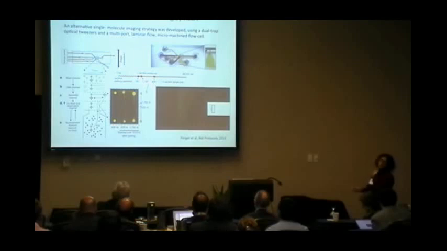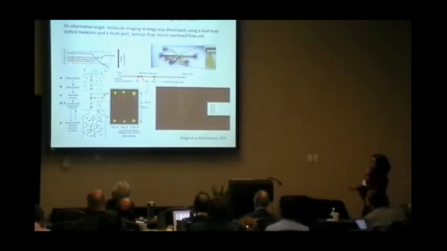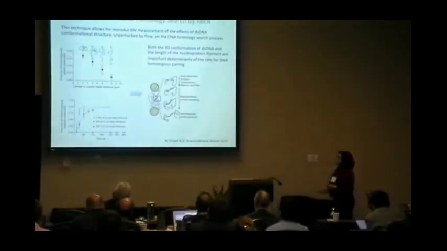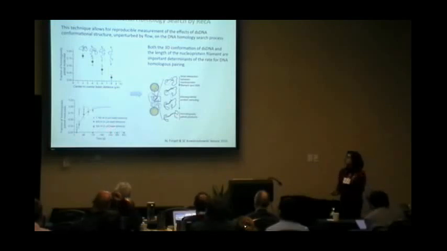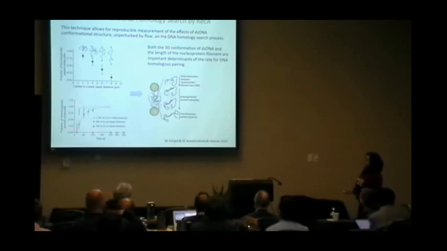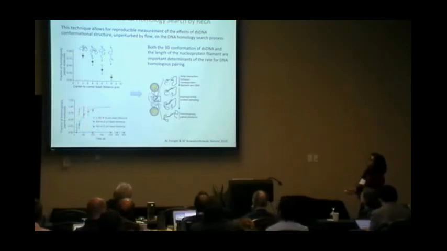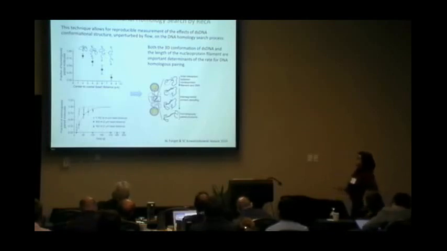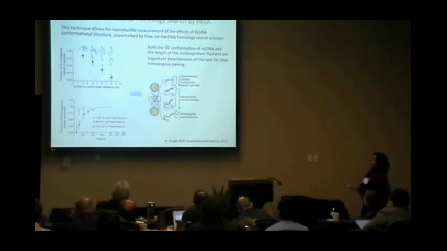The other, he also looked at a longer homologous region, 1.7 kb. And again, you see the spot where it's supposed to be. And what he realized was that changing the length of the filaments or the homologous region also changes the efficiency of pairing. As you can see, it's more efficient, it's faster for the 1.7 kb. So altogether, these results showed that both the 3D conformation of the DNA matters and also the length of the nuclear protein filaments, they both have a role in the process.